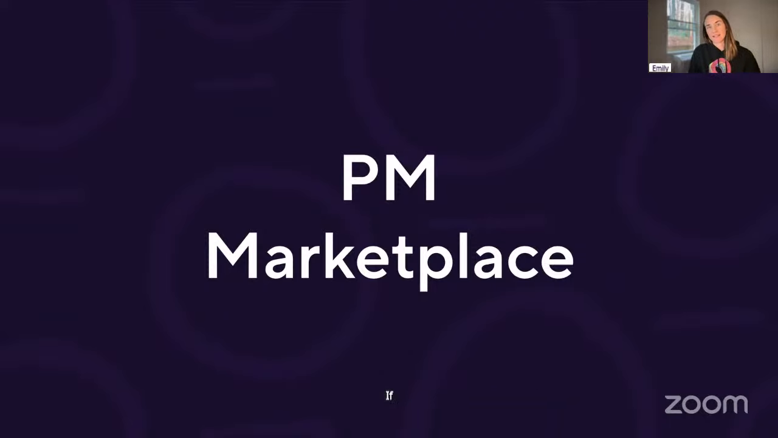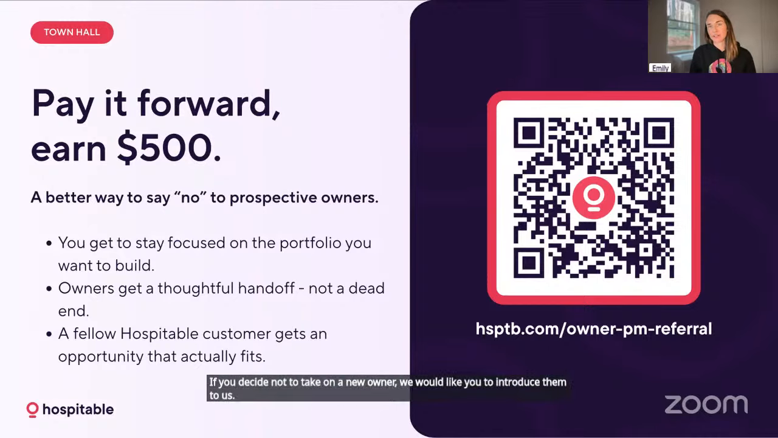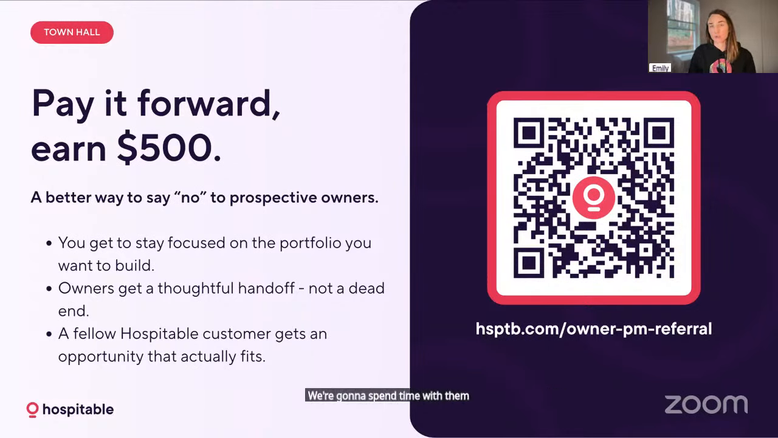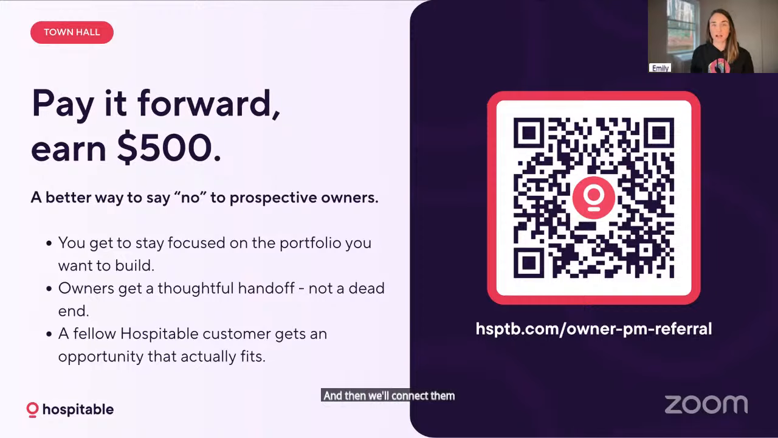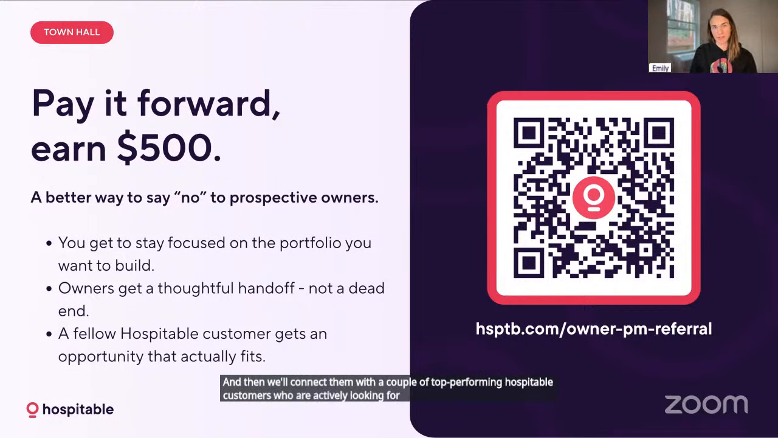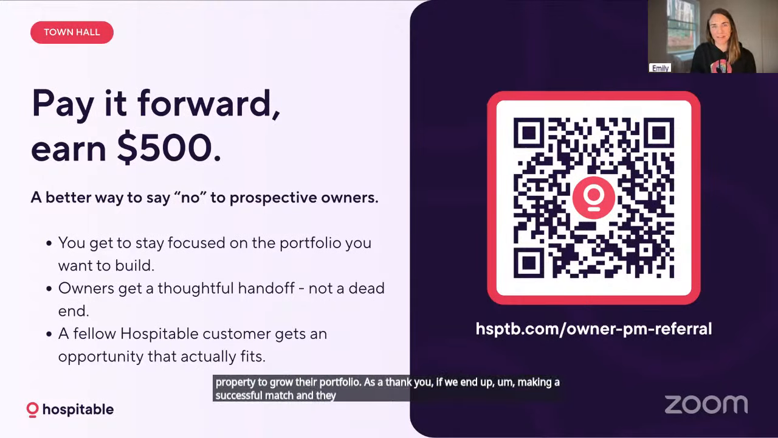If you decide not to take on a new owner, we would like you to introduce them to us. We're going to spend time with them, understanding what their goals are, what their expectations are in looking for a property manager, and then we'll connect them with a couple of top performing Hospitable customers who are actively looking for that type of owner and that type of property to grow their portfolio. As a thank you, if we end up making a successful match and they end up hiring one of our customers to manage their property, we will apply a $500 credit on your account.